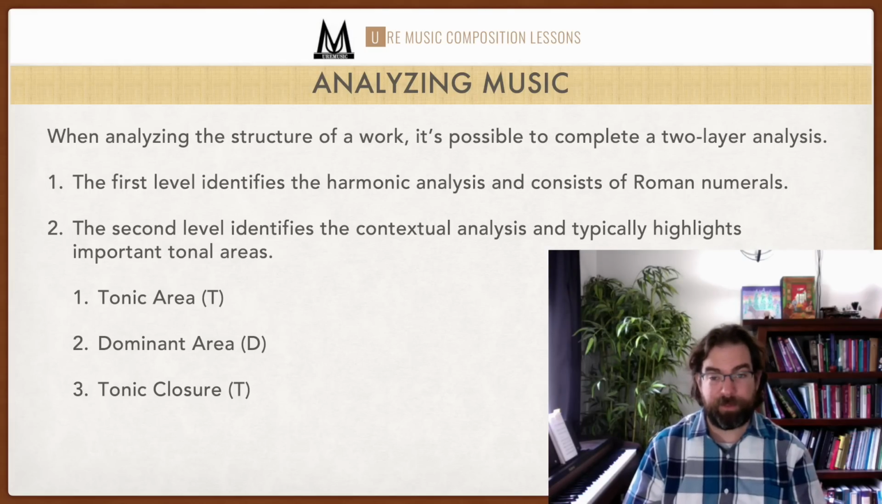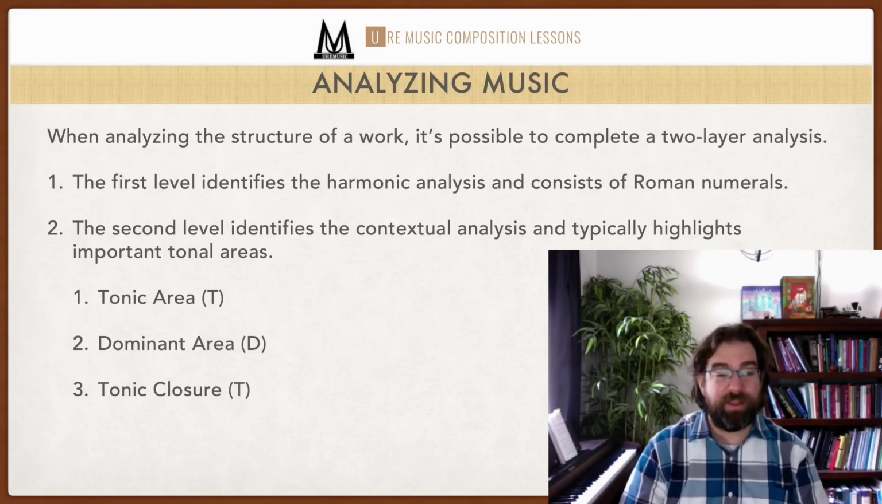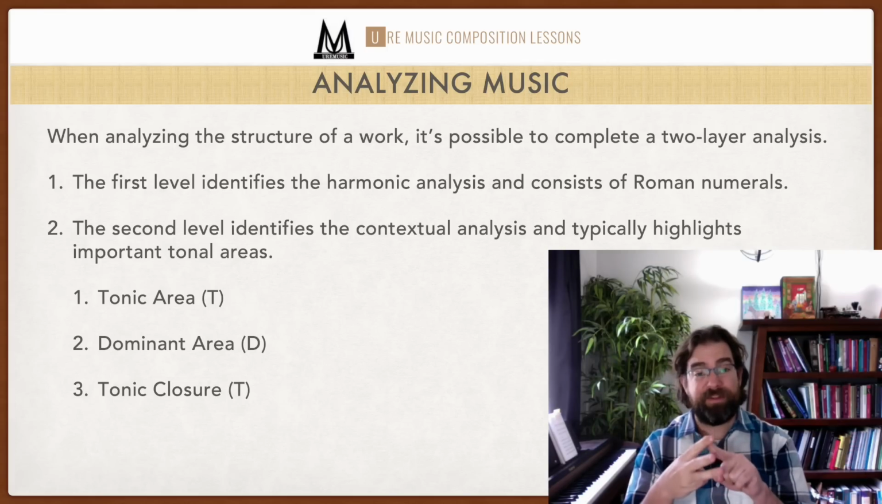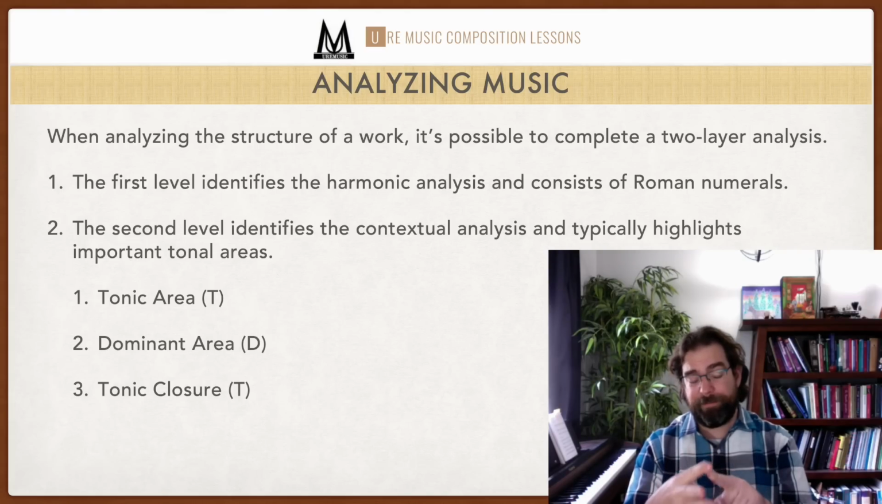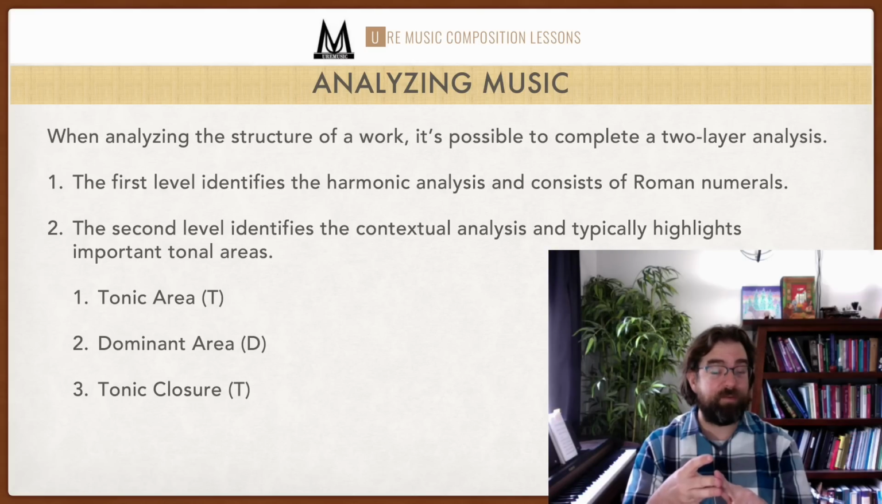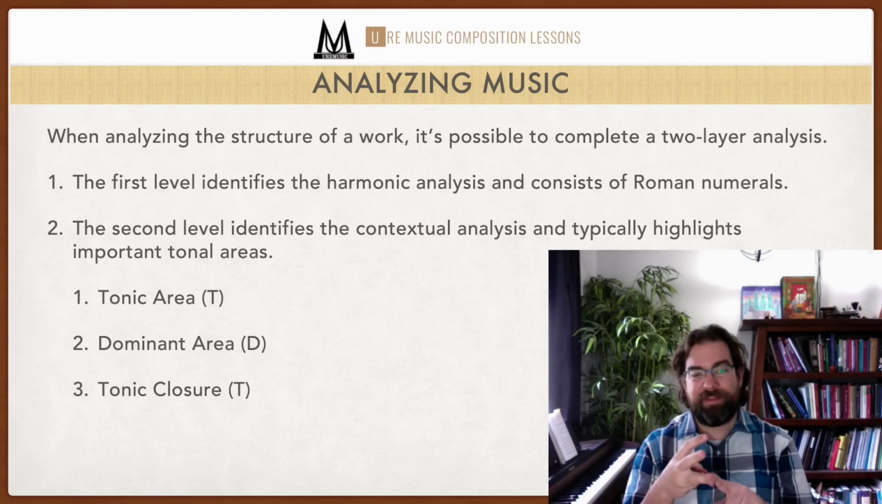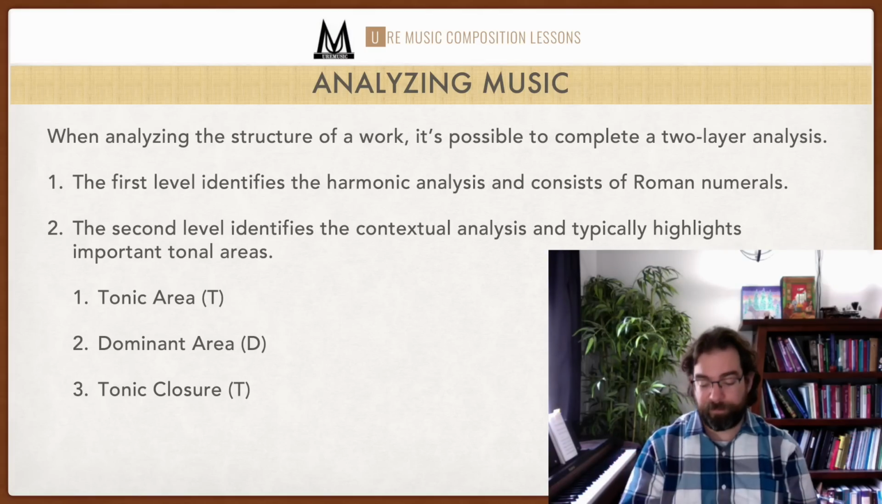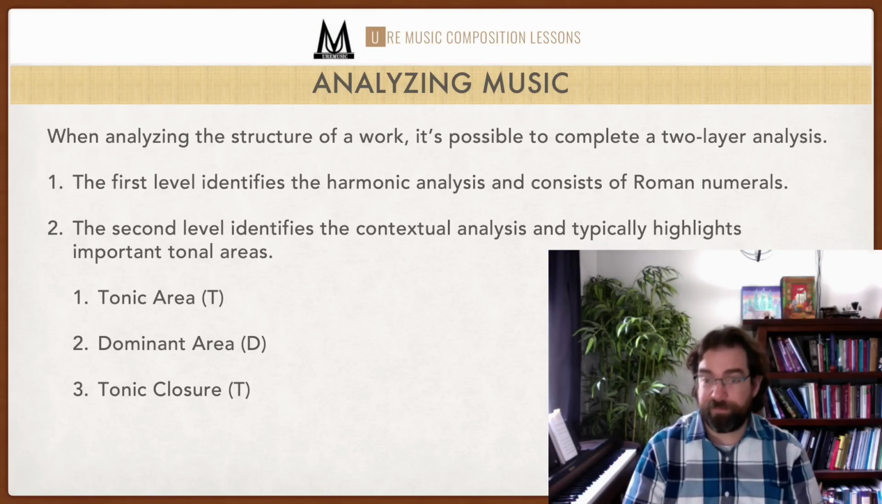The second level, we put underneath the Roman numerals. This is a much broader concept, and it identifies the contextual analysis and highlights important tonal areas. At this point, I'm only going to talk about 3 tonal areas. You've got the tonic area. That's how a piece starts, and that's how a phrase starts. In the classical romantic period, it always starts with a tonic area. The second area is the dominant area. This is typically your 5 chord and your 5-1 cadence. And then your tonic closure comes really quickly after that dominant area, and that's just a tonic chord that ends the phrase. So I'm actually going to show you an example of this.